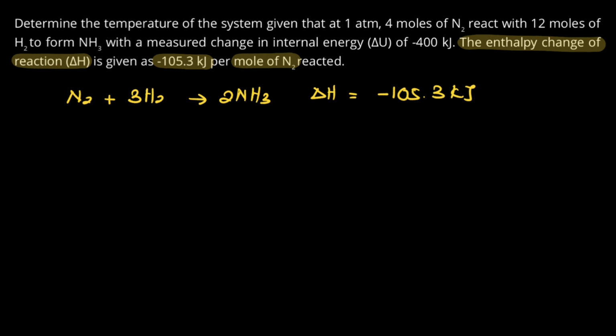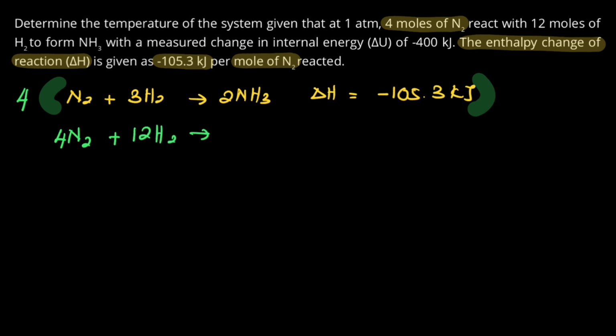But in the question, it states that 4 moles of nitrogen gas are reacted with 12 moles of hydrogen. So what we are going to do is fix this equation here. We need to multiply by 4. So 4 N2 plus 4 times 3, 12 hydrogen, will produce 8 NH3. So it's the same: 4 moles of nitrogen react with 12 moles of hydrogen.